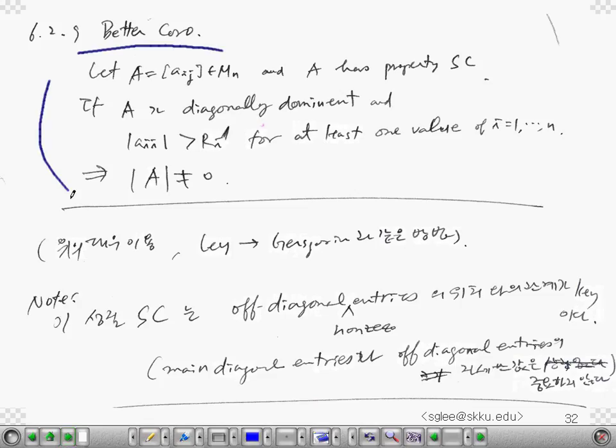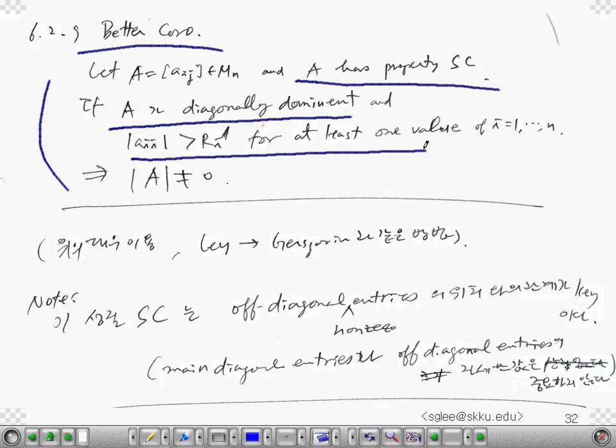And here, this is another corollary. If A has a property SC, and A is diagonally dominant, and it is strictly diagonally dominant for at least one row, then the determinant is not 0. Okay. Here, the property SC.